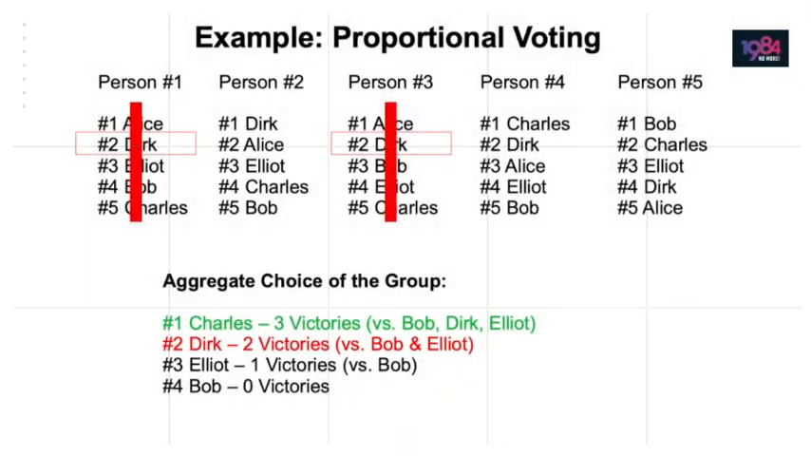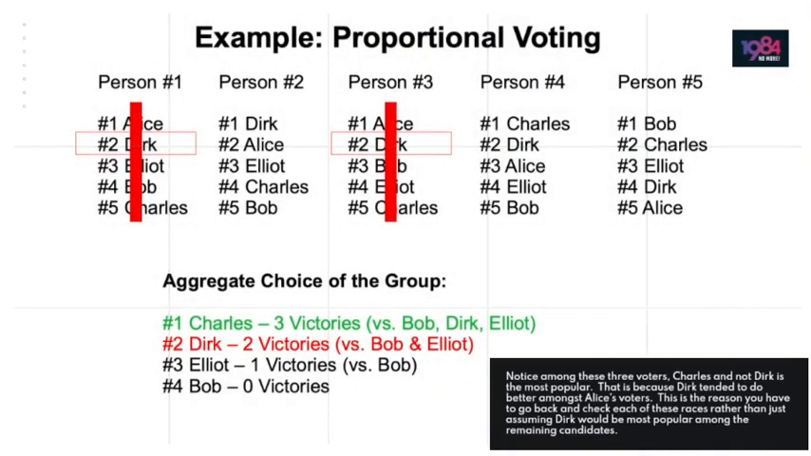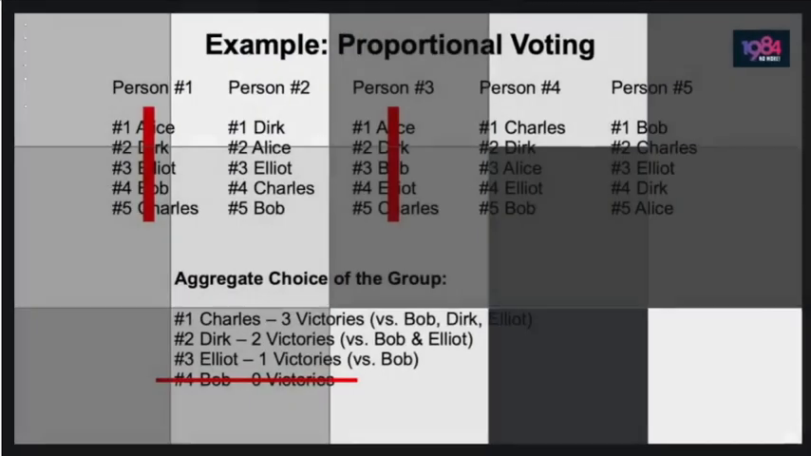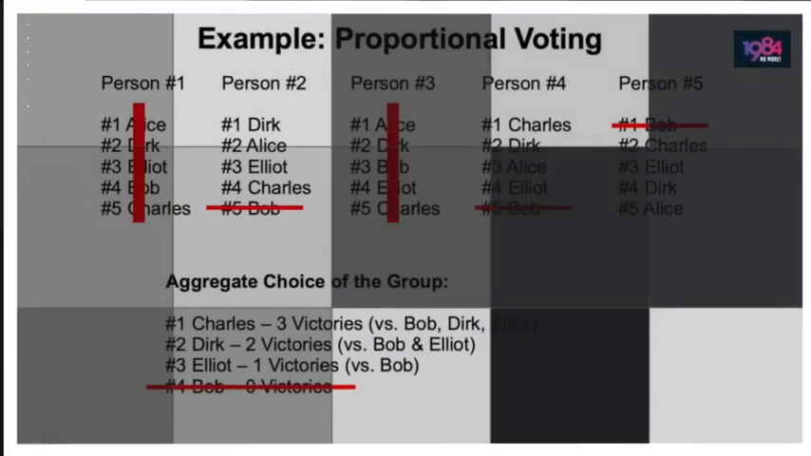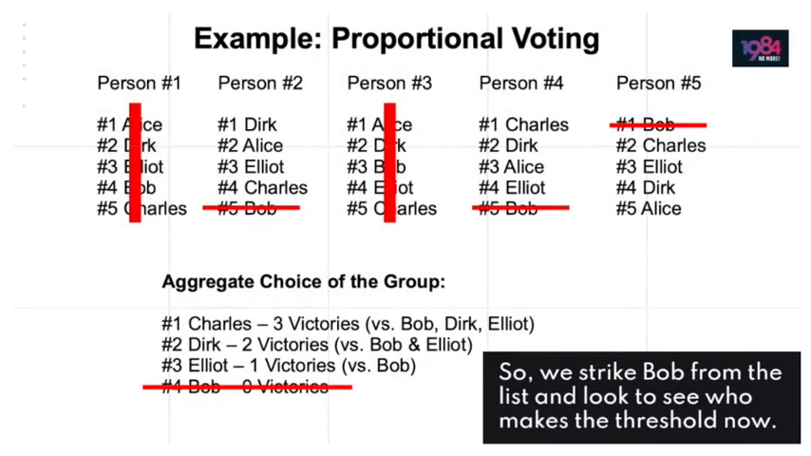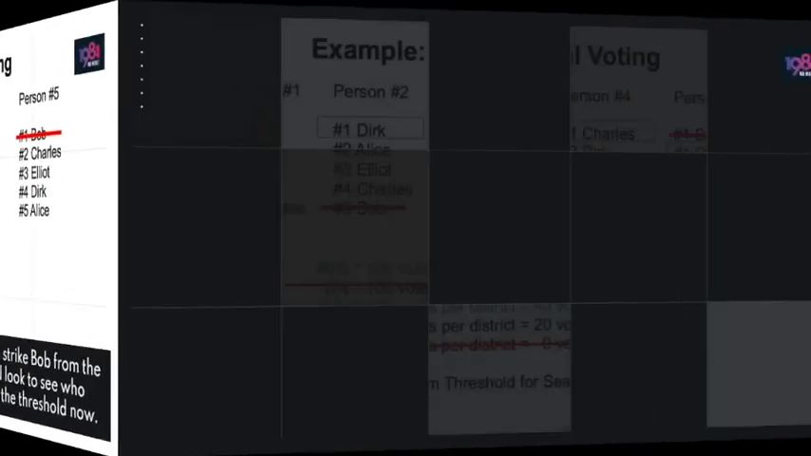Notice among these 3 voters, Charles and not Dirk is the most popular. That is because Dirk tended to do better amongst Alice's voters. This is the reason you have to go back and check each of these races rather than just assuming Dirk would be most popular among the remaining candidates. What is clear here is Bob is the least liked candidate of the remaining voters. So, we strike Bob from the list and look to see who makes the threshold now.